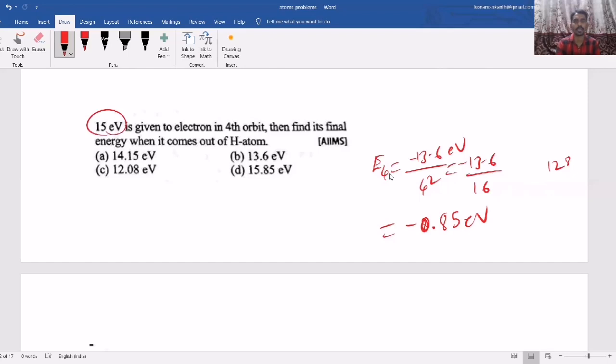So this much of energy is there for an electron in fourth orbit. Now you have given how much? 15 electron volt. So it is having this much of energy. Now you have given this much of energy. Now what is the resultant? That means minus 0.85 plus 15. That means 14.15 electron volt. So this much of energy with which it will come out.